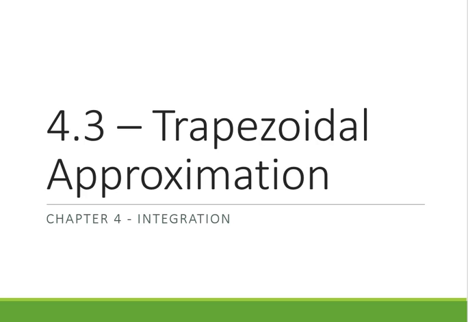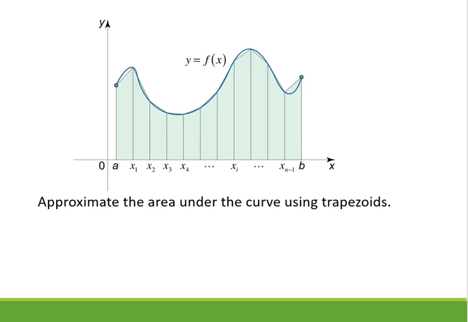Today we're going to be talking about the trapezoidal approximation for definite integrals. Before, we were using rectangles to approximate. Today we're going to be using trapezoids. So remember that to get the area of a trapezoid, it's 1/2 the height, and then base 1 plus base 2.